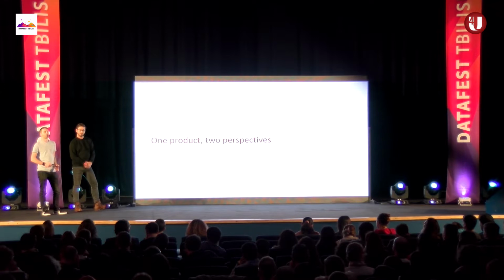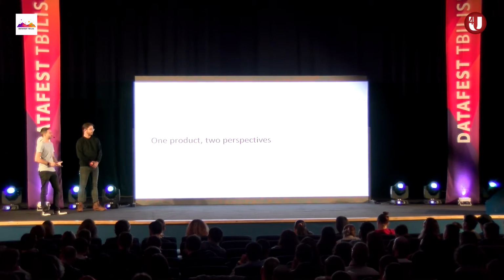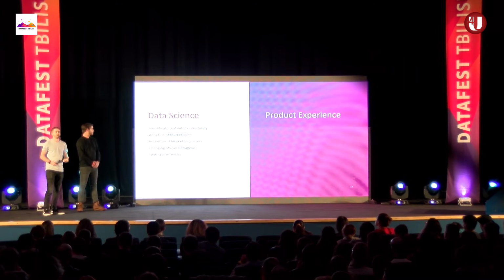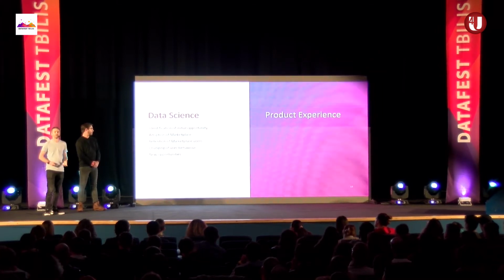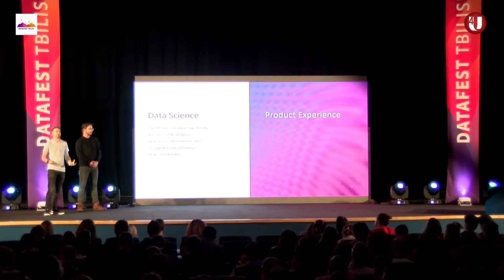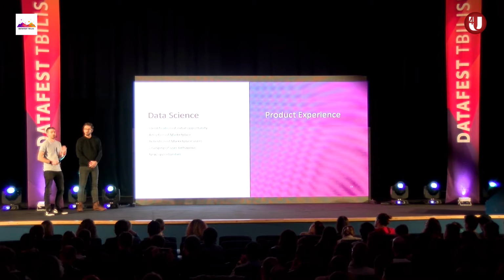So if we think about that one product, which is Marketplace, and then the two different perspectives of data science and product experience, what are the questions which we're asking as we go through? So on the data science front, we talked about this at the beginning, the identification of the initial opportunity. So spotting the emergent behavior, realizing that there was a need for this product in the first place, which then led to Marketplace being rolled out.